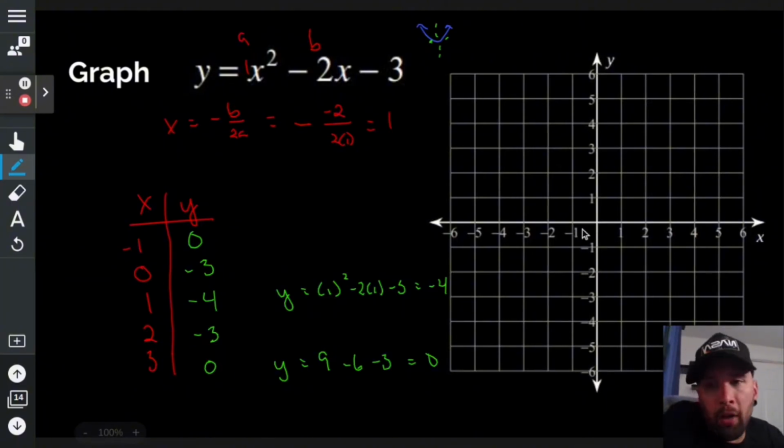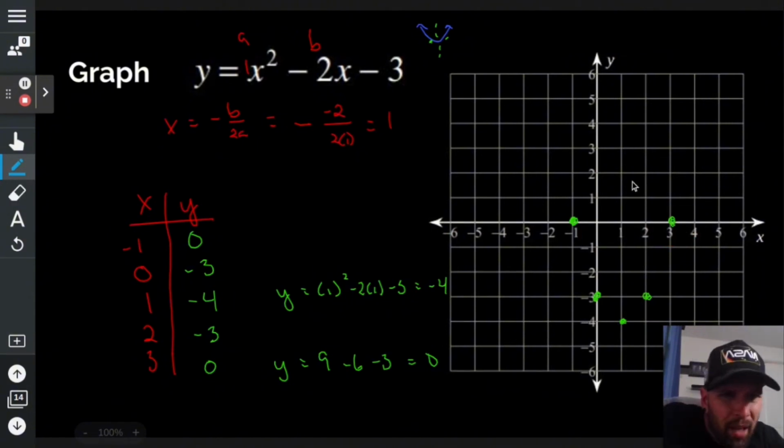So let me graph what I have. (-1, 0) lives right there. (0, -3) lives right there. (1, -4) lives right there. (2, -3) lives right there. And (3, 0) lives right there.